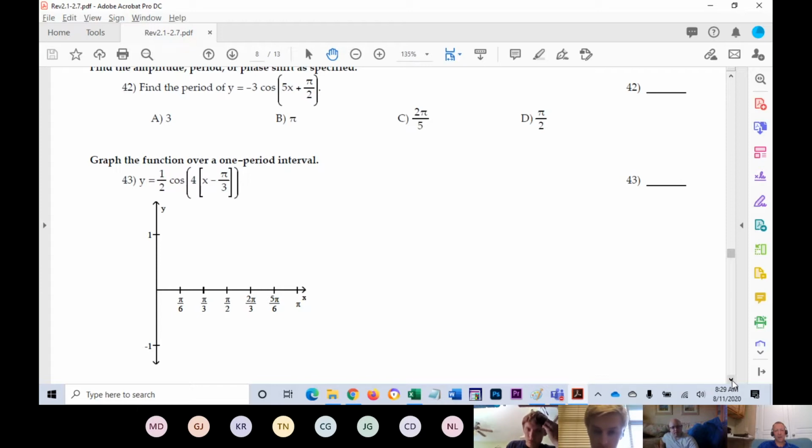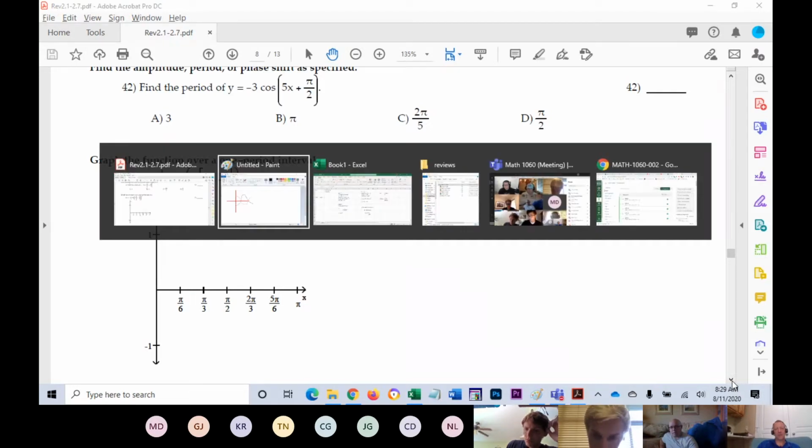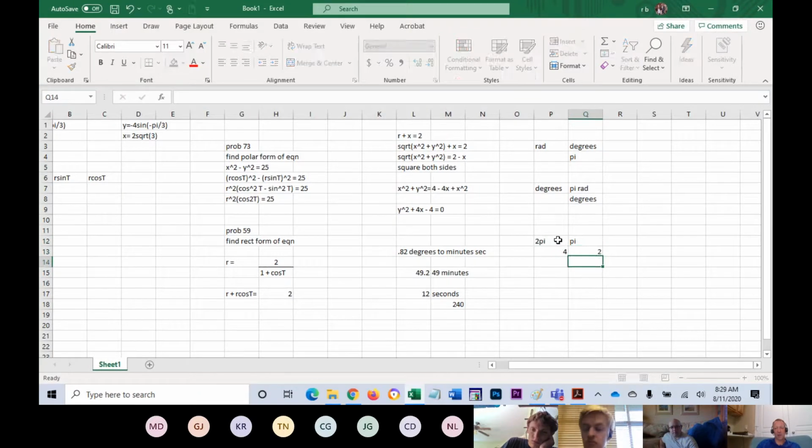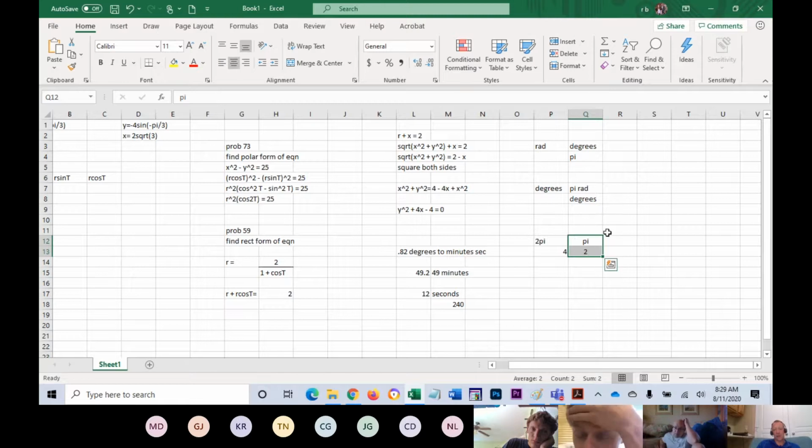No, it would be pi. I can't do this in my head. Pi divided by 4... So it is pi halves. Okay, so our period is pi halves. That's our period. So we're only going to do this over pi halves, so that's interesting.